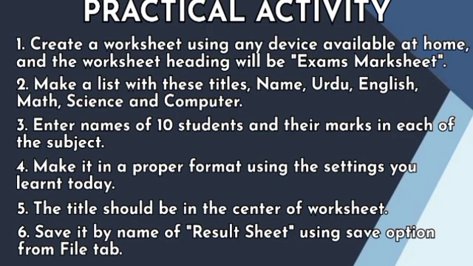Enter the names of 10 students and their marks in each subject. Make it in a proper format using text alignment and adjusting column width or row height, etc. The title heading should be in the center of your worksheet. Save it with the name of result sheet using save option from File tab.